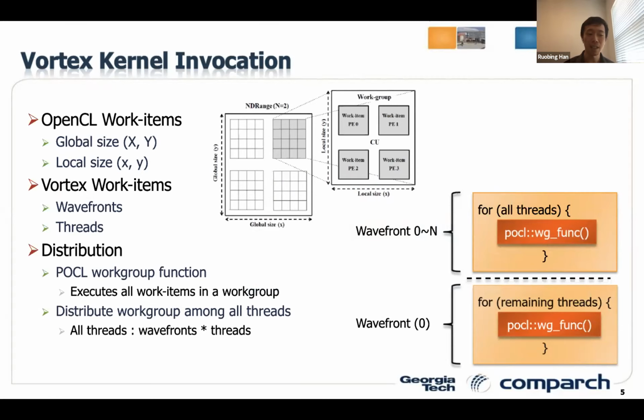A wavefront is a group of work items, and the work items within one wavefront are executed in parallel and also in lockstep. So in Vortex, we use the wavefront as a unit of scheduling. NVIDIA GPUs have a similar concept, which NVIDIA names a warp, and NVIDIA's warp has a constant fixed size of 32 threads. However, in Vortex, the warp size, or in other words the wavefront size, is configurable.